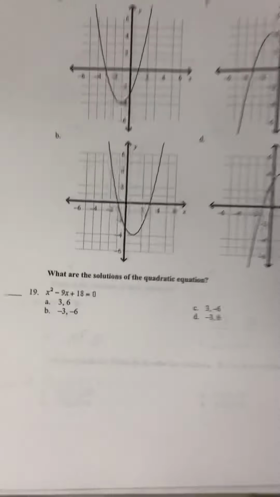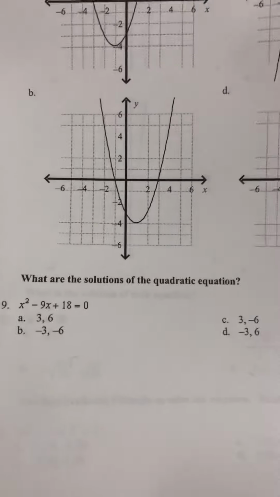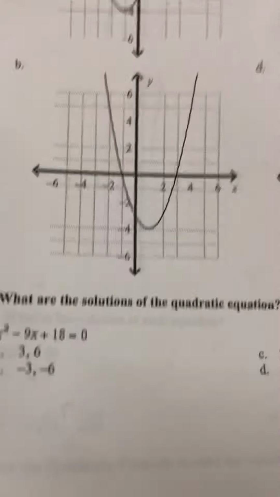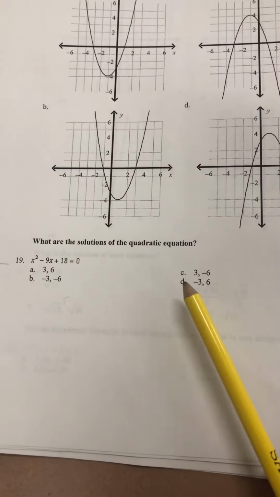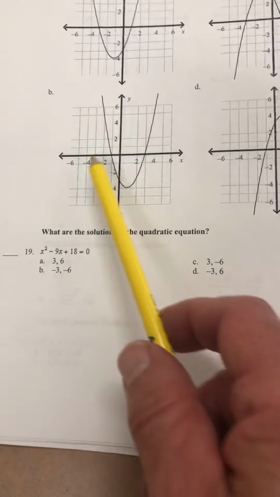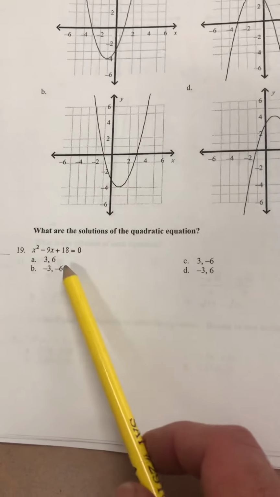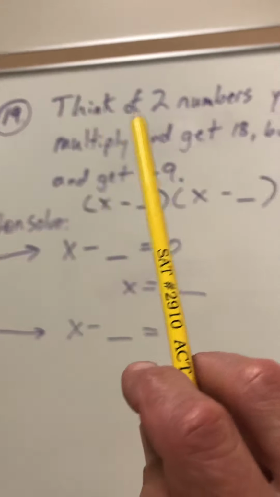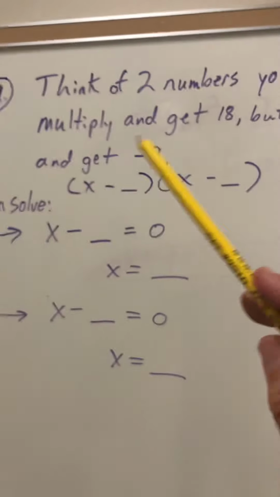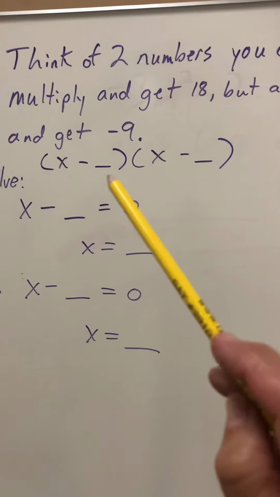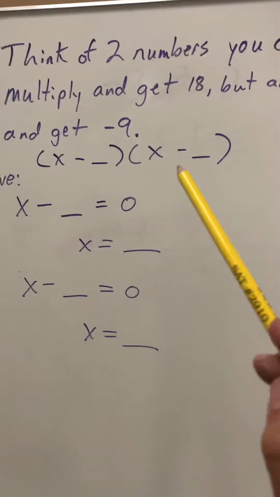Number 19, we have x squared minus 9x plus 18 equals 0. Now for this one, what we have to do is find the solutions. So we're figuring out where it crosses the x-axis. Instead of plugging it into Desmos and just looking at it, you could figure it out by thinking of two numbers that you can multiply to get 18, but add to get negative 9. It's going to be a couple of negative numbers.